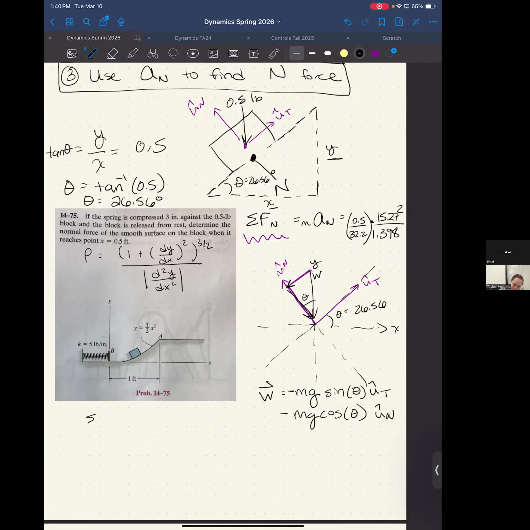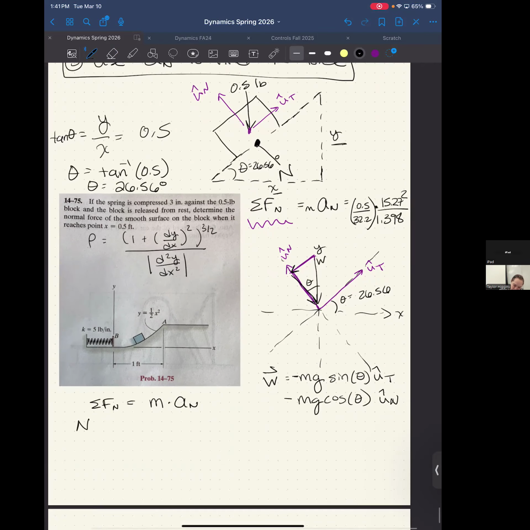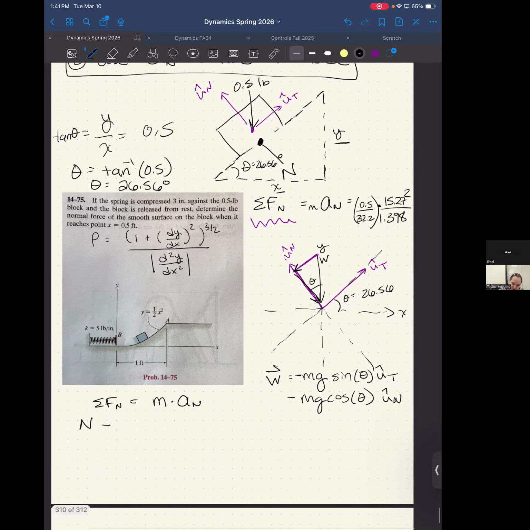Okay, so if I go back to summing my forces in the normal direction equals mass times acceleration in the normal, I should get the normal force minus, sorry, normal is actually going to be in the positive direction. Yep, minus the weight cosine theta equals mass times v squared over rho.